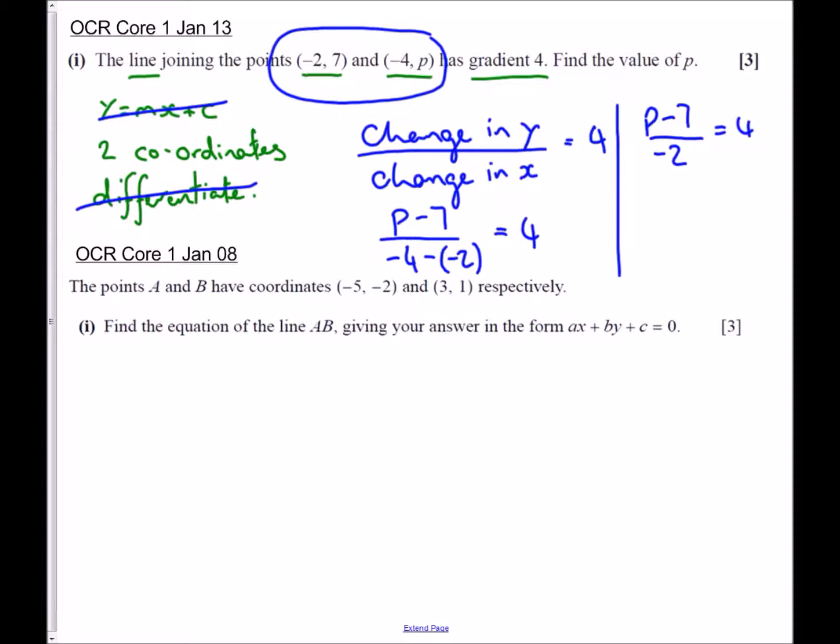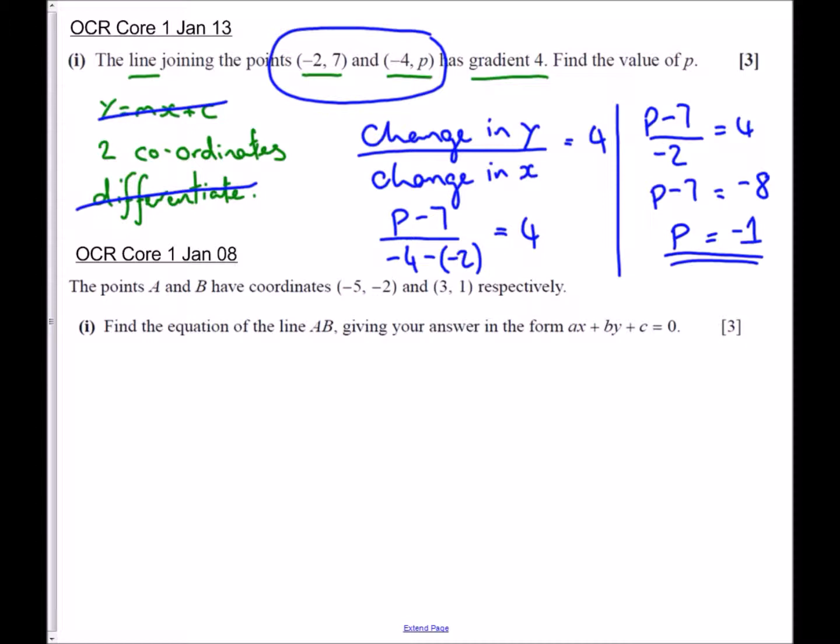Now I'm aiming to get p minus 7 on its own, so I'm going to multiply both sides by minus 2, which gives me p minus 7 equals minus 8. So now I can see that p is going to be equal to, add 7 to both sides, I get minus 1.